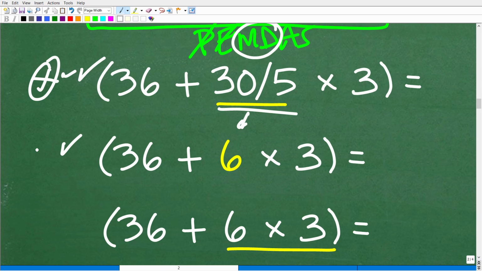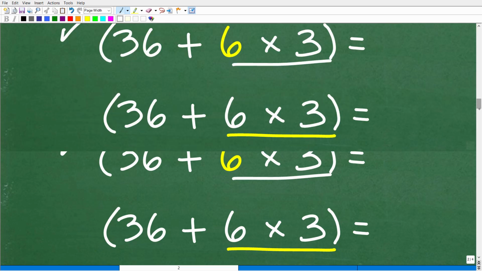I have no idea why. Okay, when you write out your steps, you can see exactly why. So now we're down to 36 plus 6 times 3. Pretty easy. That multiplication is going to come before addition. So let's go tackle that.